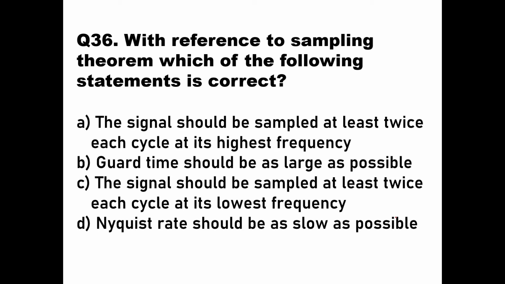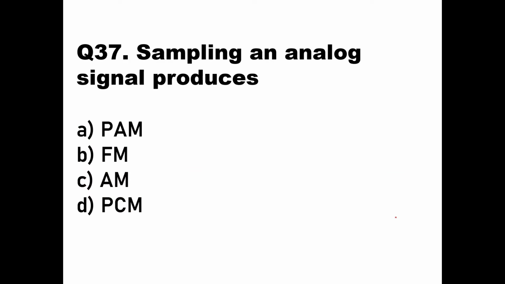So here, option A, what we have already seen in the Nyquist criteria: the signal should be sampled at least twice each cycle at its highest modulating frequency. That will be your Nyquist condition. This is the basis of the sampling theorem, and this statement is correct. The signal should be sampled at least twice each cycle at its highest frequency. Then we'll go to the next question, question number 37.